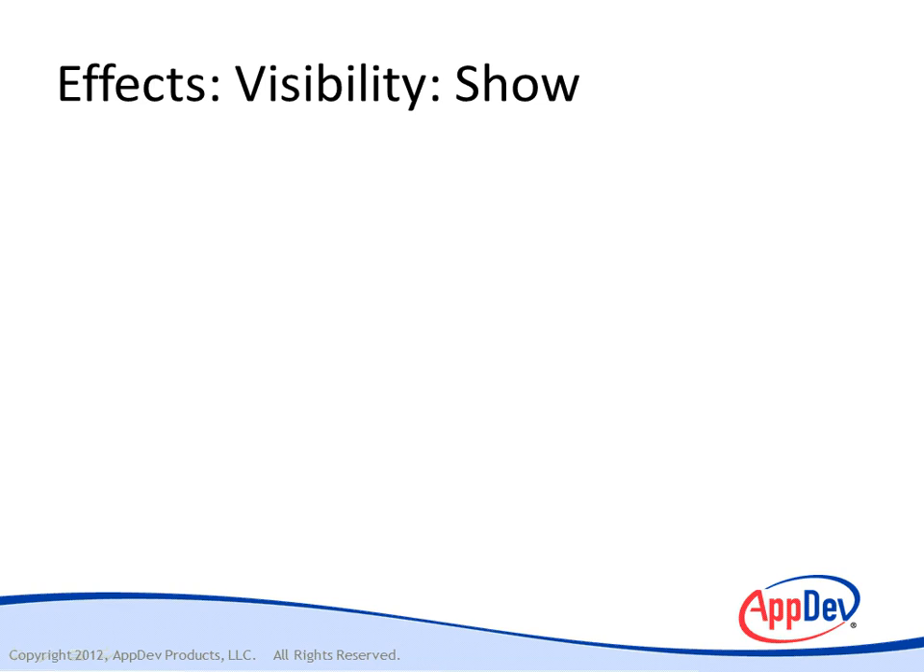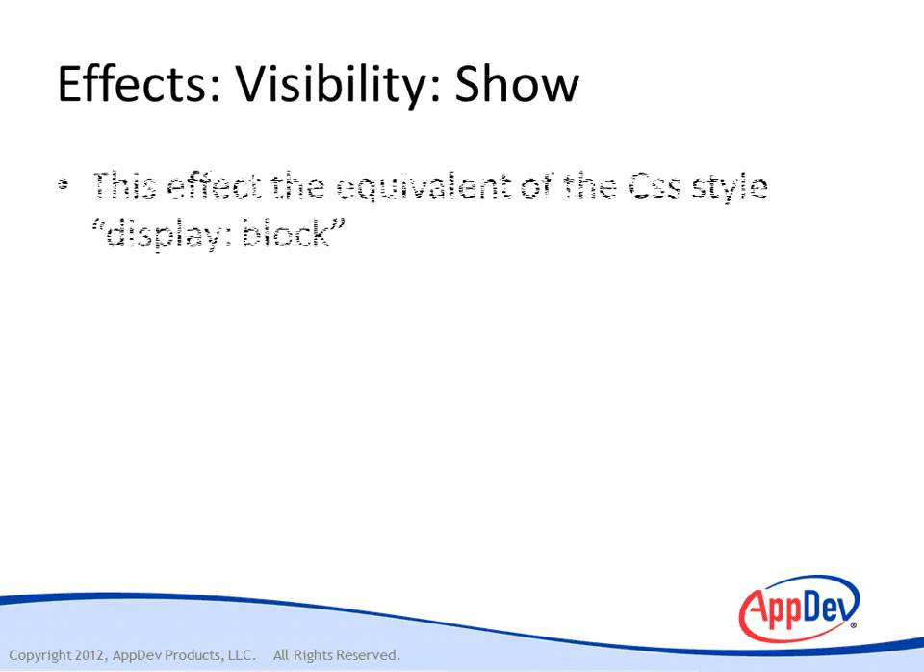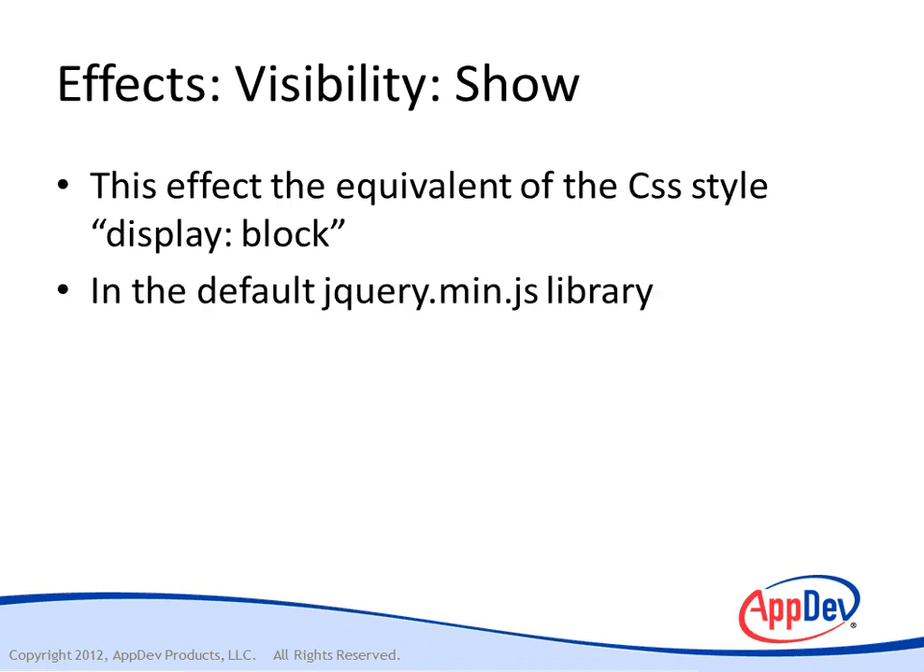The next jQuery UI effect that we're going to look at is in the visibility section, and it's show. This effect is the equivalent of the CSS style display: block. This is also included in the default jQuery library, but here in jQuery UI it is extended with additional options and animations. This is an example of show. Let's go to Visual Studio and see how this is done.